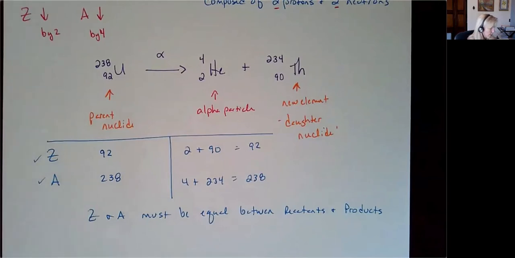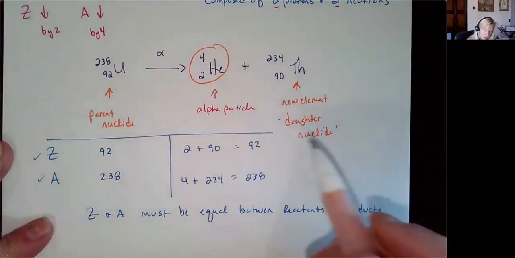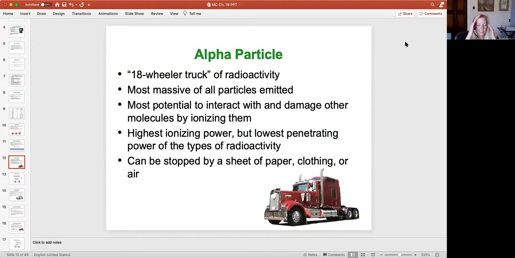A few things about alpha radiation. It's the largest of all the particles, because this helium-4 2 alpha particle here is fairly large. If you think about these things as automobiles, I don't know why, but this would be like the 18-wheeler truck. It's a huge guy on the freeway of radioactivity, so it's the most massive. It has the potential to interact with and damage other molecules by ionizing them. The damaging part of radioactivity is the ionizing power of these particles.